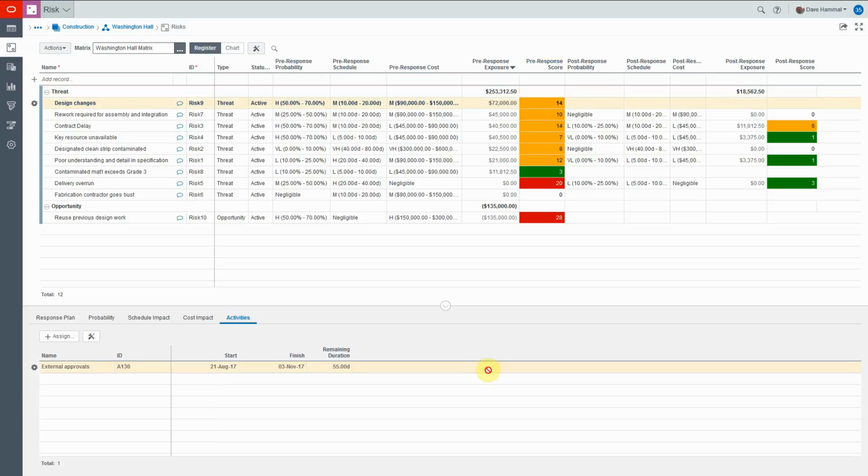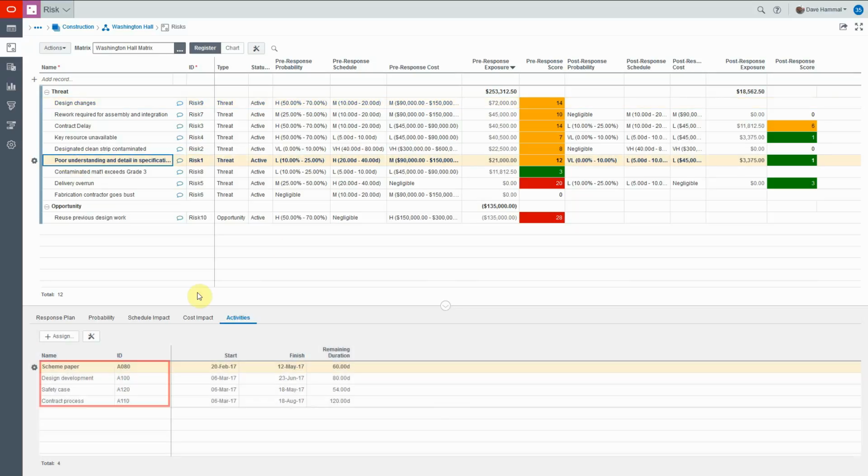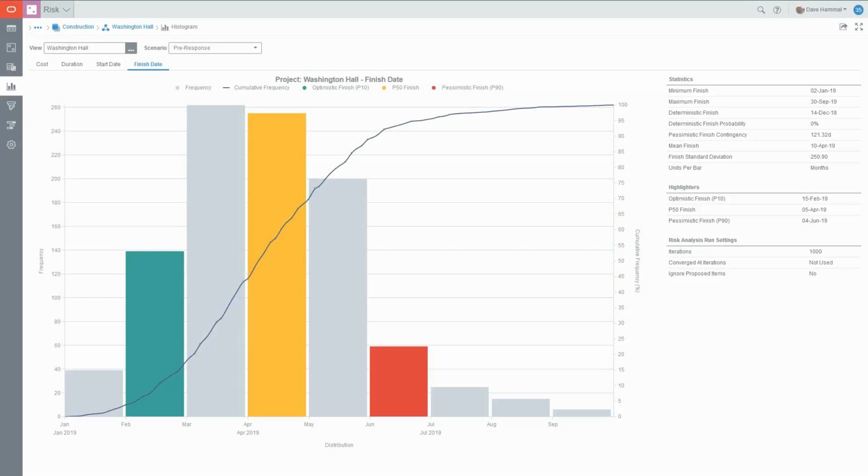Because we now have risks and schedule in the same place, we can also make a connection between the two. If risk 9 occurs, it is the external approvals that will get delayed. If risk 1 occurs, there are 4 activities that would all be impacted. This connection between risks and activities means we can also simulate the potential impact on the overall project finish date.